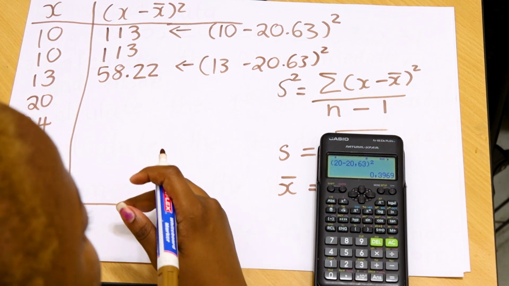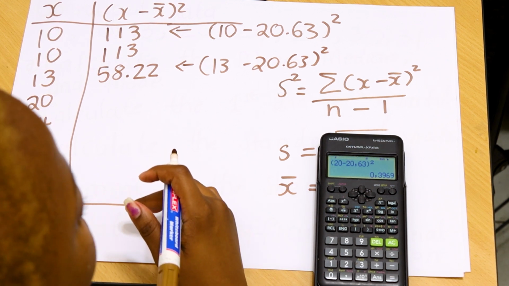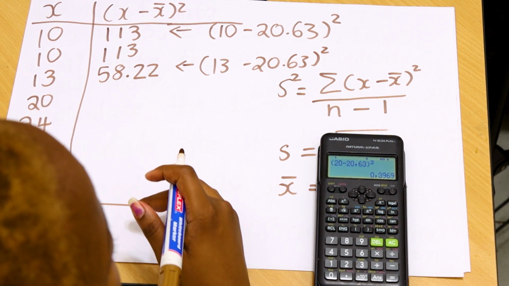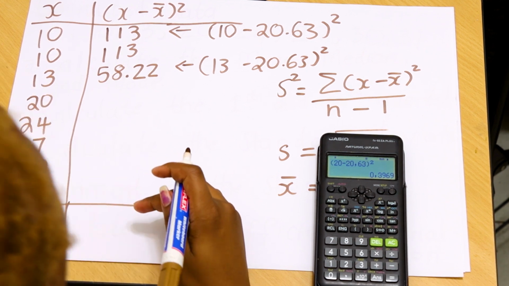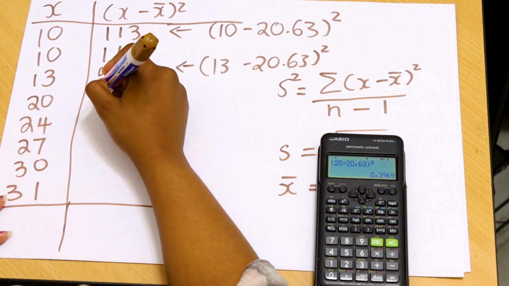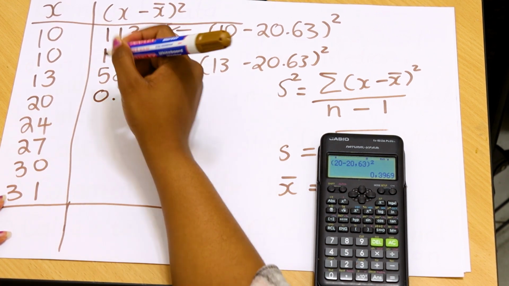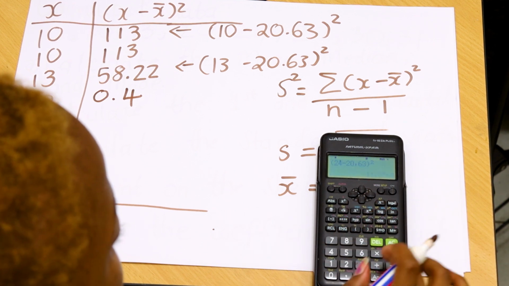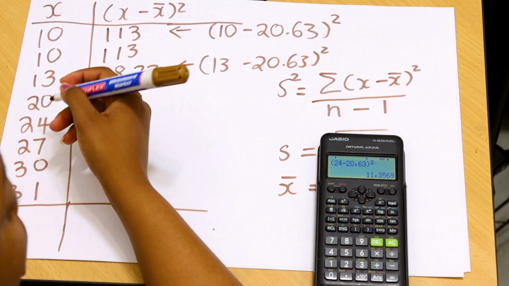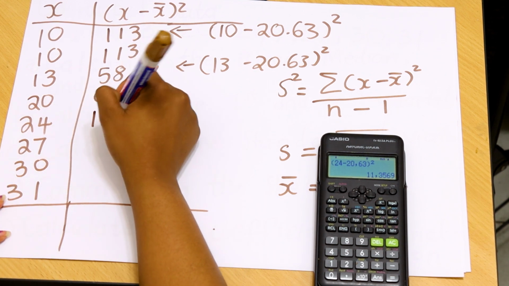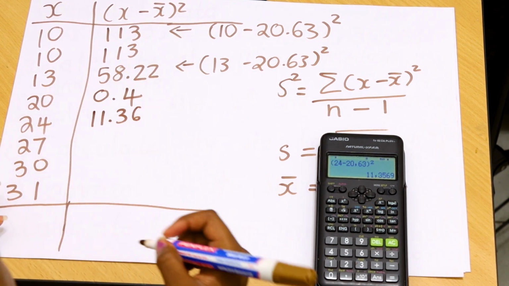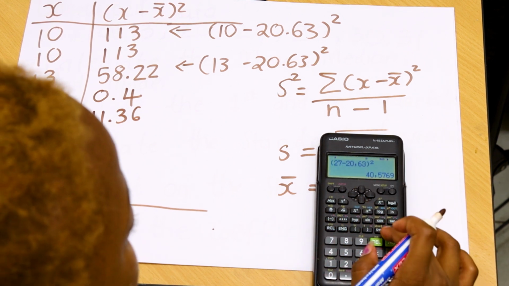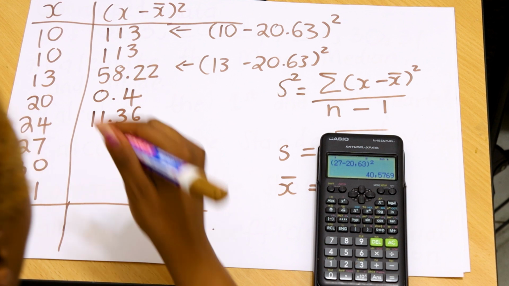When you say 20 minus 20.63 all squared, that gives us 0.3969, which would be 0.4 when you round it off to 2 decimal places. Then the one after, for 24, the square of the deviation from the mean is 11.36. Then the next is 40.58.